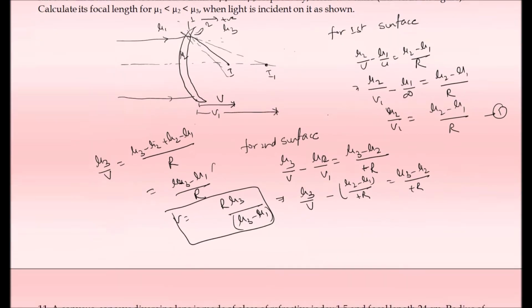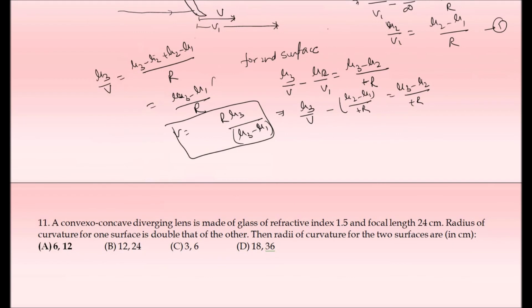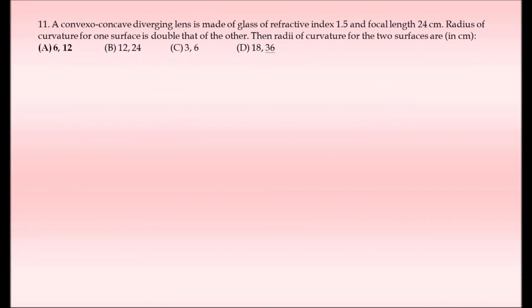So now we will see the next problem, and this is a bit easy problem. A convexo-concave diverging lens is made of glass of refractive index 1.5 and focal length 24 cm. The radius of curvature of one surface is double that of the other. Then the radii of curvature of the two surfaces are?